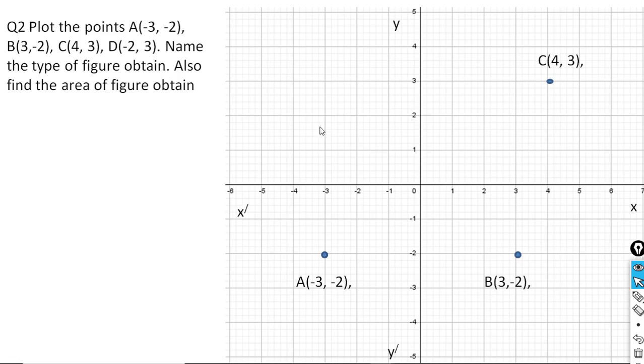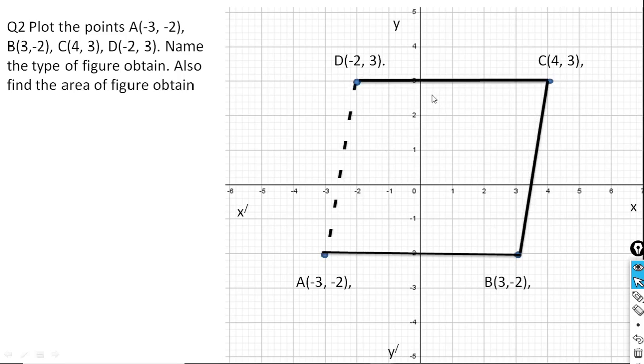The point D, minus 2, 3. We start from the origin, minus 2 and 3 units in the upward direction. We get this point D. We'll join them in the same order, A to B, B to C, C to D. You will get a parallelogram. So the figure obtained is a parallelogram.